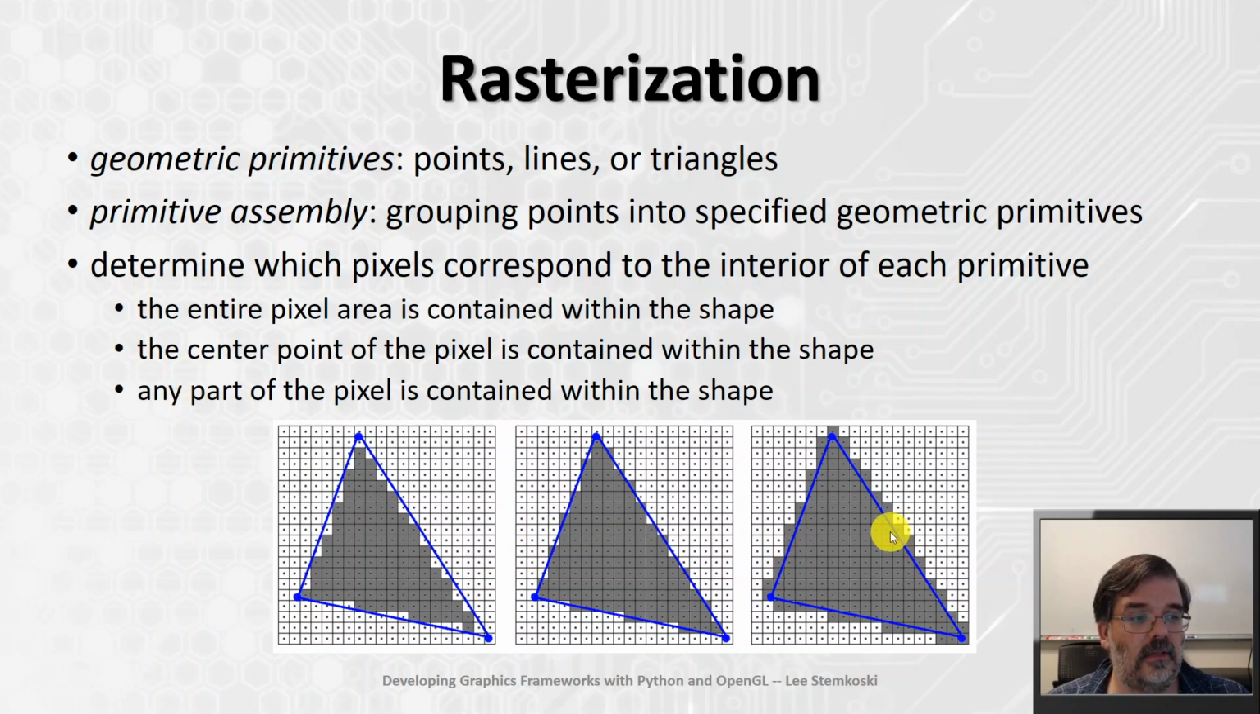And we have 3 images down here which illustrate each of these criteria. In each case, you have a continuous blue triangle. Applying this first criterion, the entire pixel area is contained within the shape, would result in these shaded pixels being displayed to represent that triangle. Second criterion, the center point of the pixel is contained within the shape. That would create this second rasterization of the triangle. The third criterion, any part of the pixel is contained within the shape, would result in this third image.